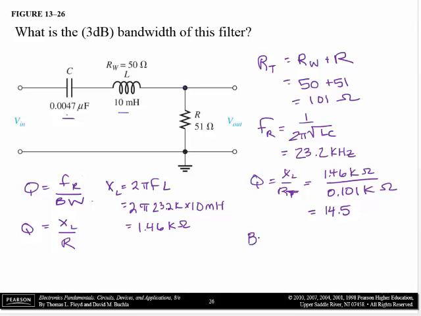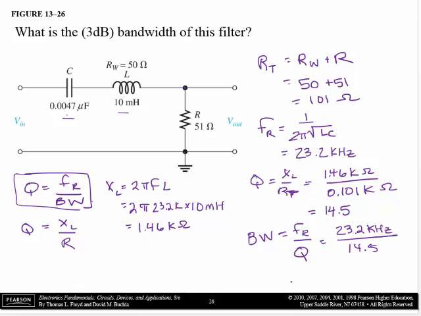And then the bandwidth, I can use the formula, comes from the resonant frequency divided by Q. See, I took this and I just rearranged it, right? I did the algebra. Resonant frequency is 23.2 kHz divided by 14.5, no units, and I get that the bandwidth is 1.6 kHz.